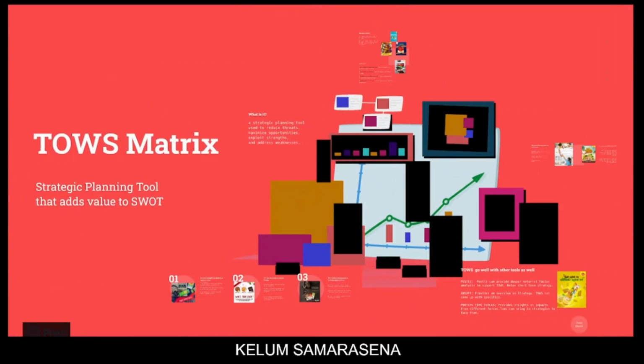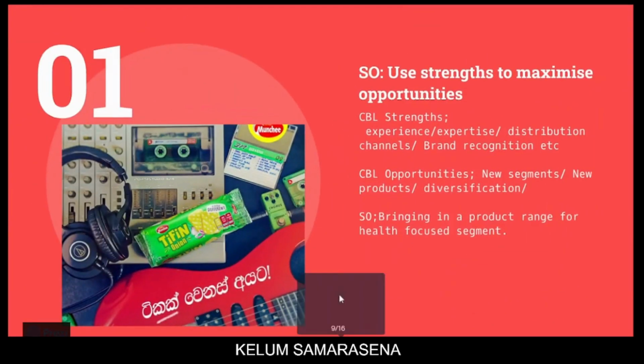So TOWS matrix is very crucial in fact, right, when you prepare a marketing plan. Normally in a marketing plan, we do not see students trying out TOWS matrix. They try to go for other aspects such as ANSOF, but TOWS does help a lot in coming up with a stronger marketing plan. Now let's try to learn one by one.